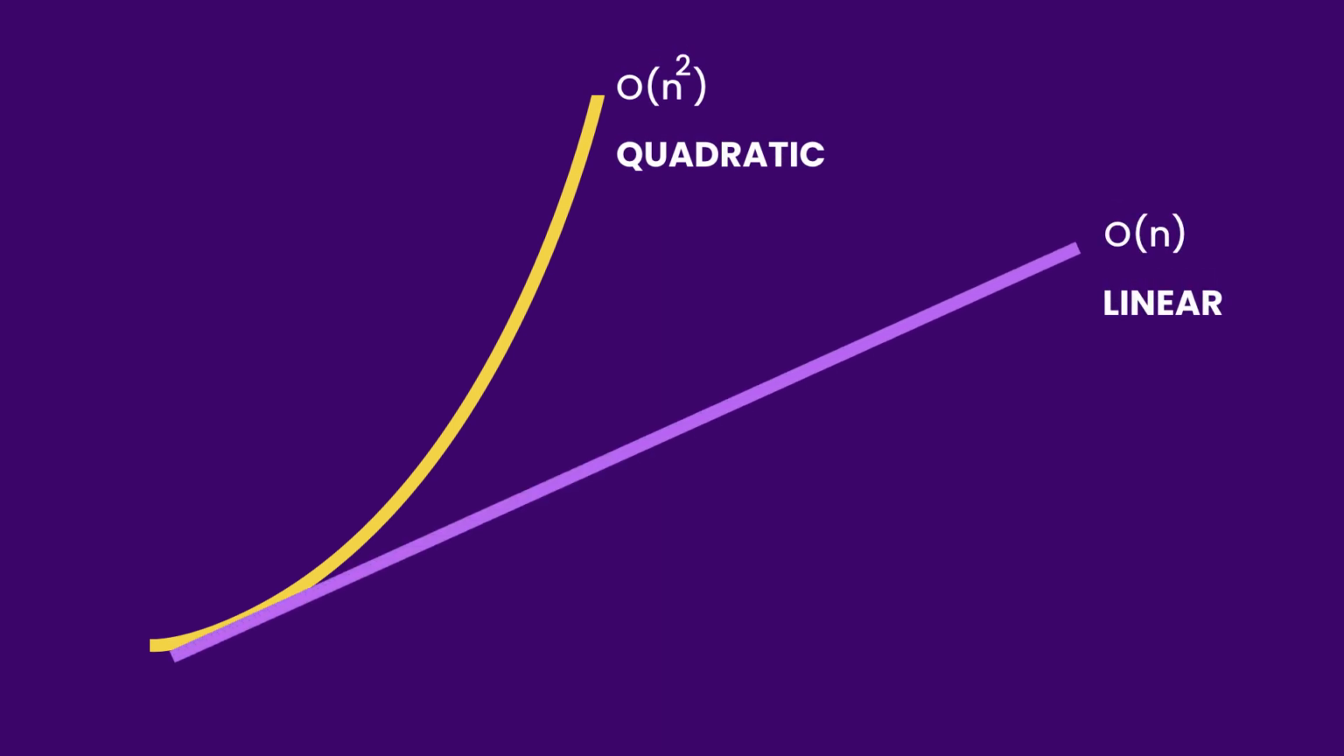As you can see in this diagram, algorithms that run in O of n squared get slower than algorithms that run in O of n. Of course, this depends on the size of the input. If you're dealing with an array of, let's say, 50 items, we're not going to see any differences. But as our input grows larger and larger, algorithms that run in O of n squared get slower and slower.